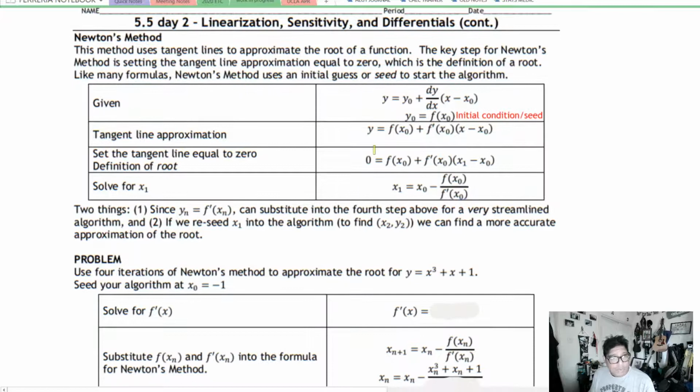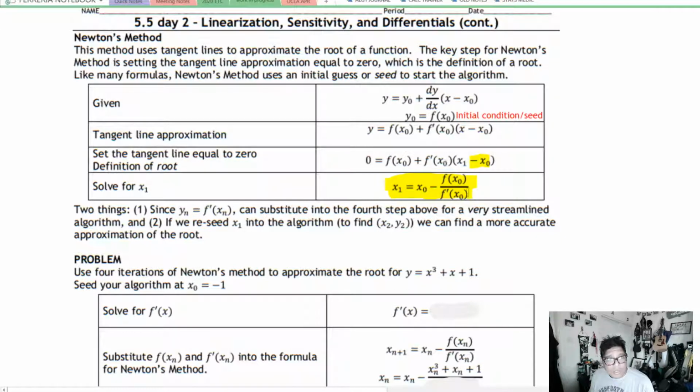Next thing we're going to do is set the root equal to 0. Okay, so we have y here. We're going to make that equal to 0. And then we're going to solve here for x1. So if we do some solving, it looks like we've got to subtract f of x naught, then we have to divide everything by f prime of x naught, and then we're going to have to add x naught to both sides. Algebraically, that will give us this formula right here.